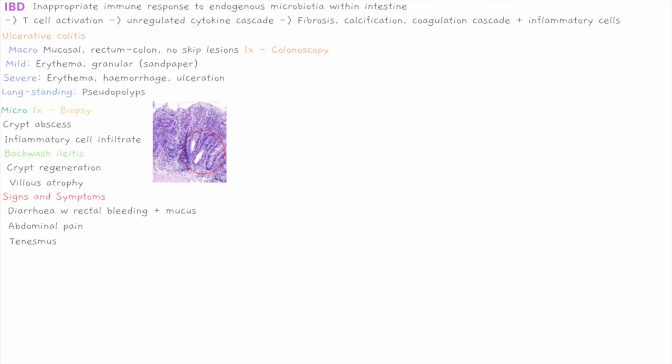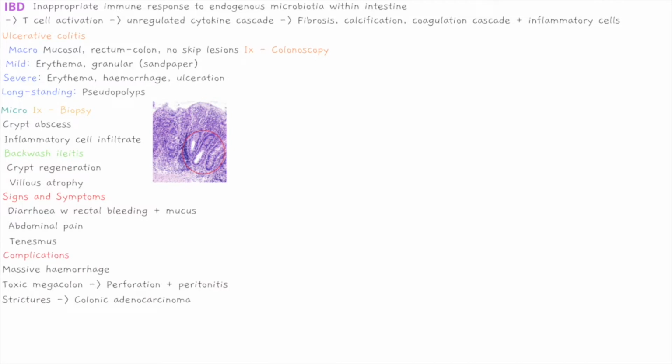Diarrhea is common with rectal bleeding and mucus, also abdominal pain. Tenesmus is an affected colon symptom, which is a sense of incomplete emptying even though stool has been completely passed. It is basically due to nerve irritation. If poorly treated, it can lead to complications.